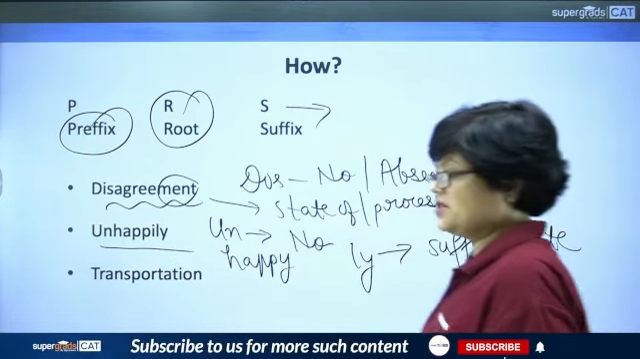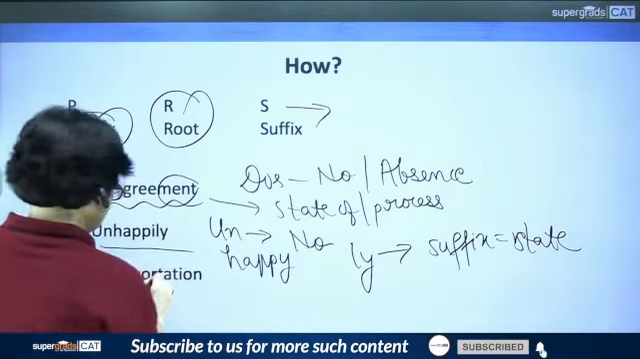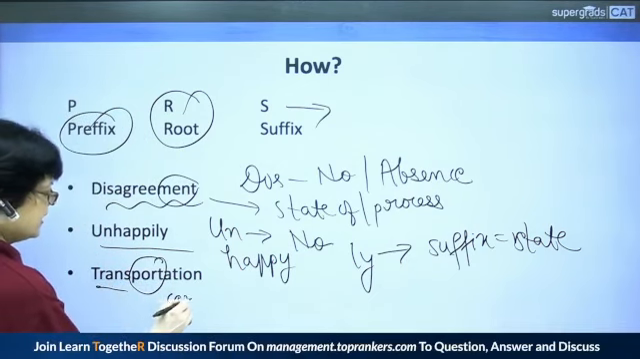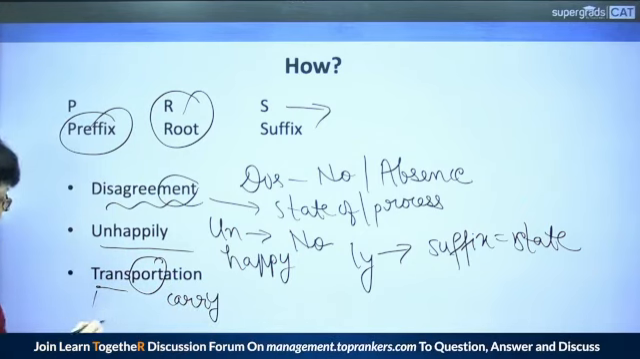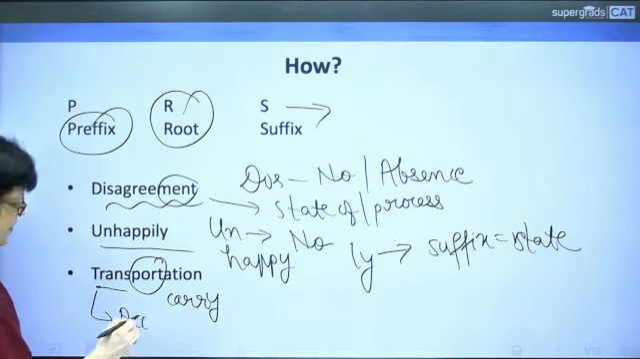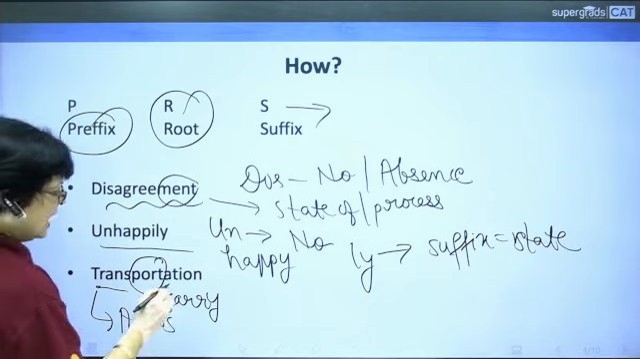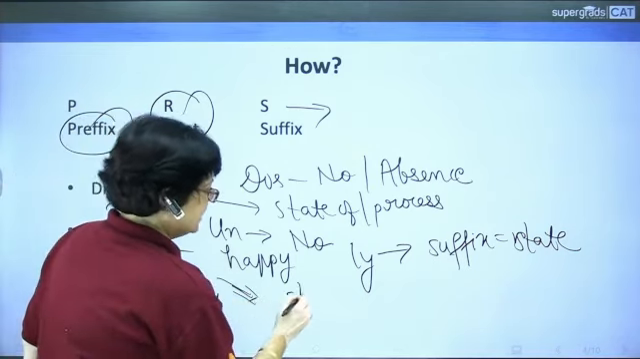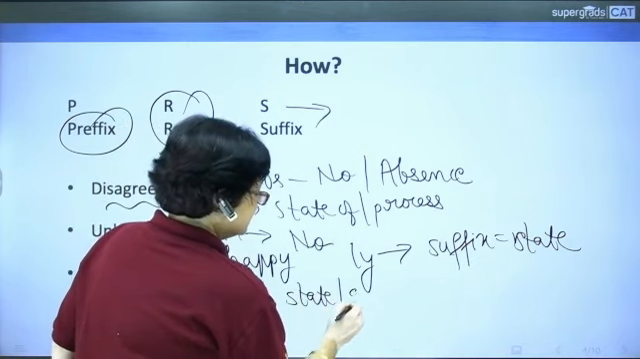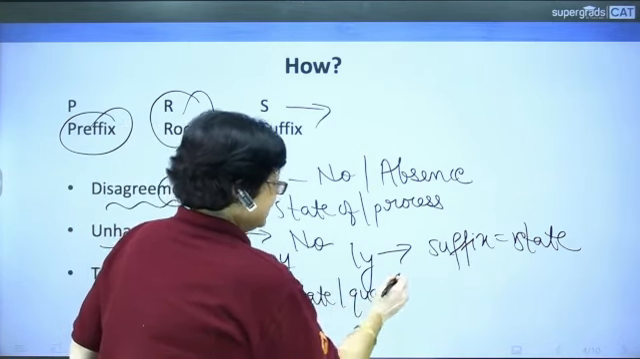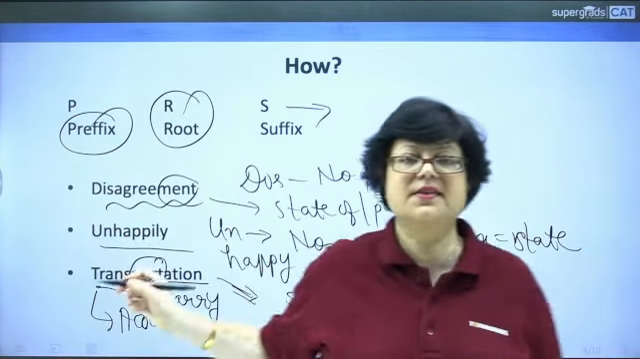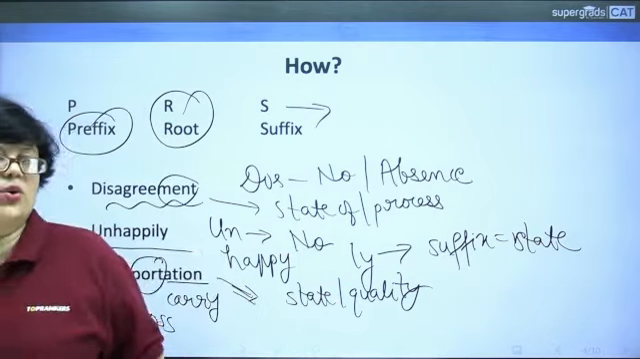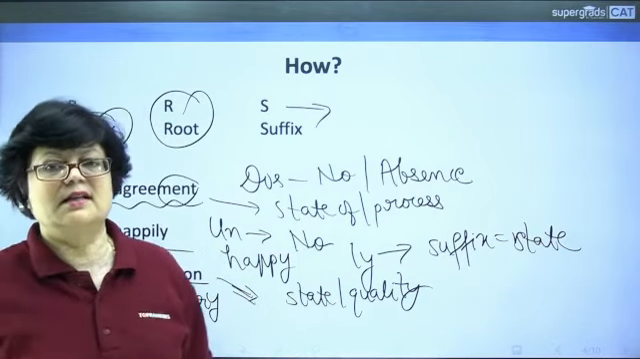Then comes this one example, transportation, port. Now let us analyze, let us break. Port is to carry. Trans is across. Okay. And ation is again the state of or the quality of. So that makes the word transportation. You can have unprofessionalism. You can have irresistible. Okay.